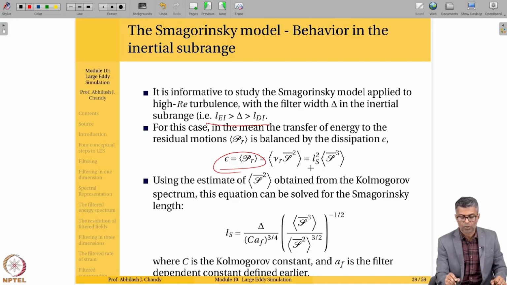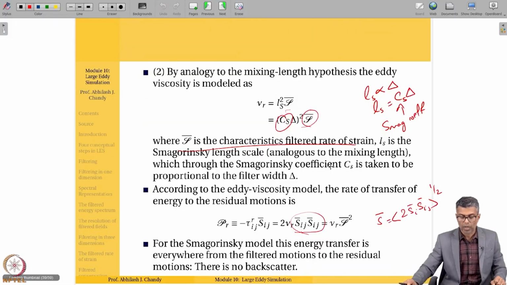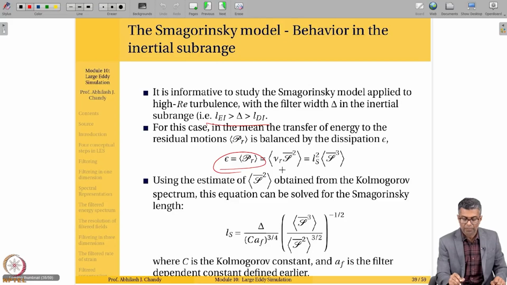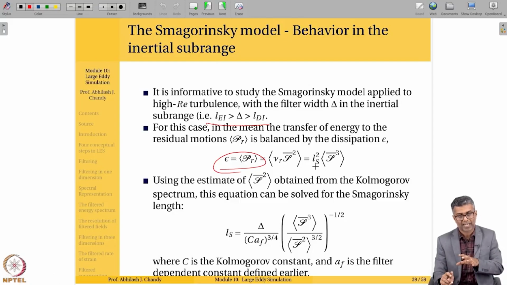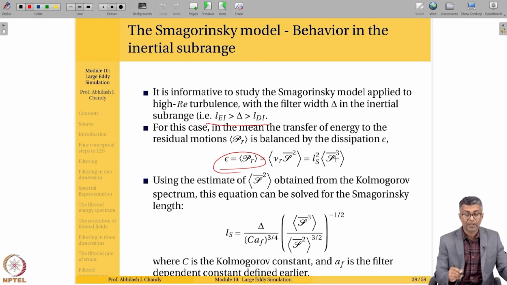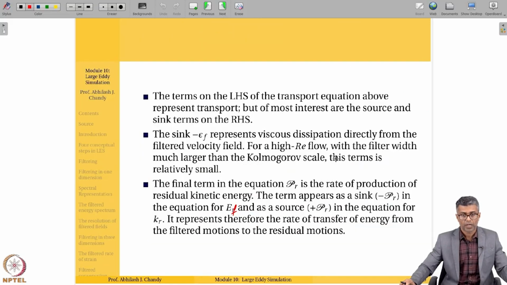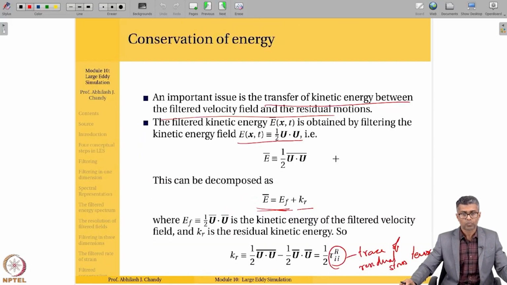So this is now equal to Ls squared times S bar cubed, because nu r is Ls squared times S bar. So this now becomes Ls squared, that can be taken out because it is a constant, and then you have the average of S bar cubed, isn't it? The average of S bar cubed. So using the estimate of S bar squared that we had derived earlier from the Kolmogorov spectrum, and I'll show you that in a second.